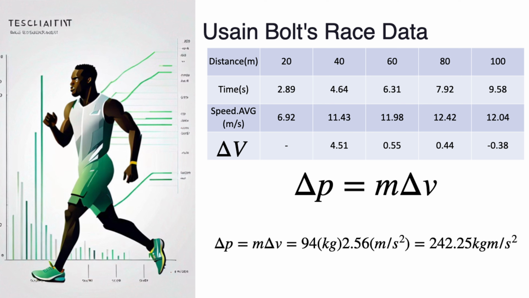We need to scale back the exaggeration to make it resonate. We can't just use the velocity difference, it's a change, so we need to divide it by time again. So let's divide 4.51 meters per second by the time difference between this section, which is 175, which is about 256. Now we can find the change in momentum.